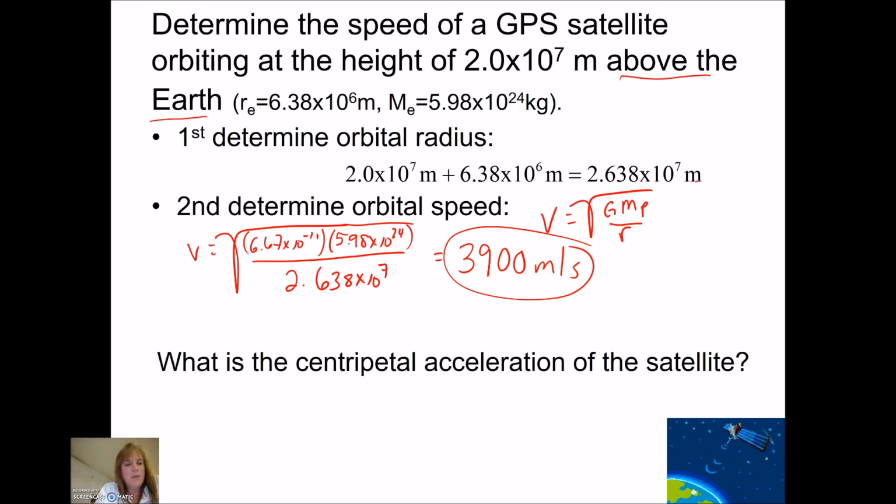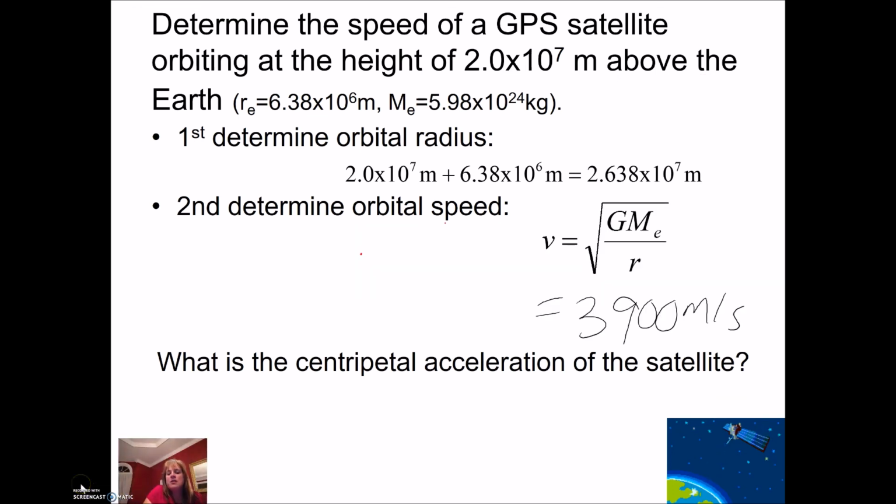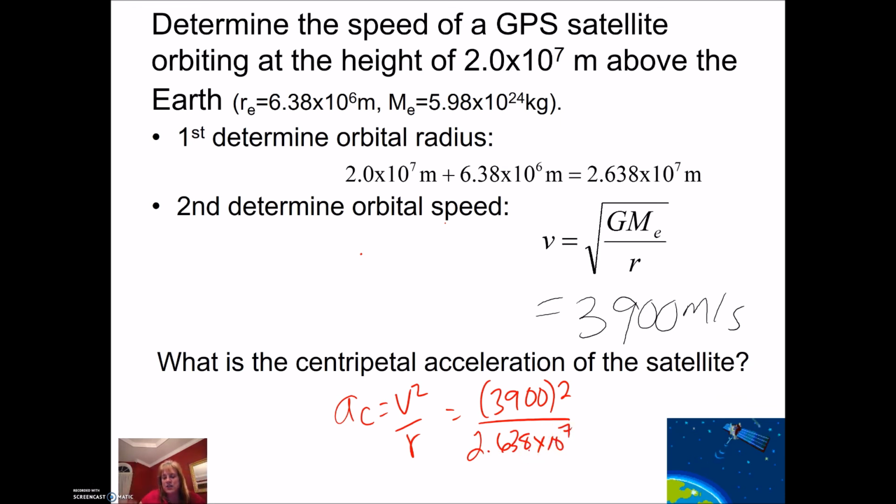What would the centripetal acceleration of the satellite be? Remember, that equation is v squared over r. So if I take my 3,900 and square that and divide it by the orbital radius, which is that 2.638 times 10 to the 7th, remember, that's the distance between centers, I'm going to get a value of 0.57 meters per second squared. All right, I'll see you in class.